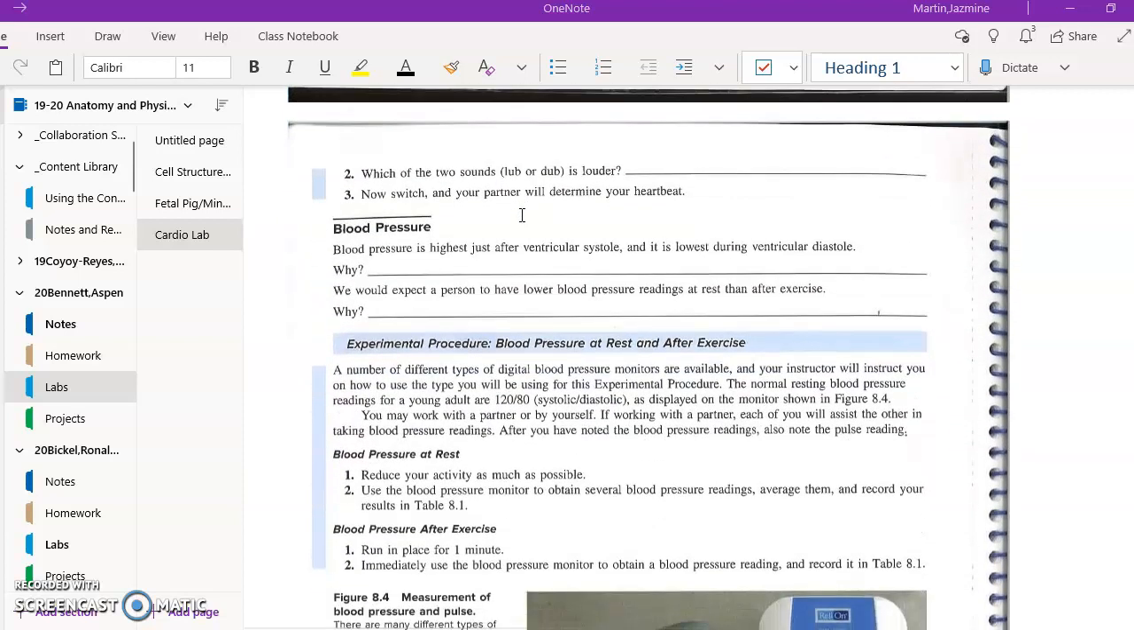After that, we want to think about why blood pressure is highest just after the ventricular systole, and why it is lowest during the ventricular diastole. So why is that going to be the case? Then you want to think about why you might have low blood pressure readings at rest after exercise.